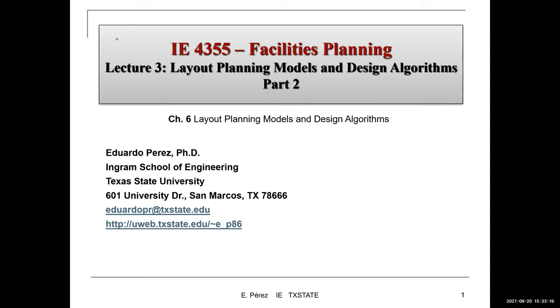So the lecture for today is the continuation of the lecture that we started two lectures ago. We have the layout planning models and design algorithms. This is the second part. On the previous lecture, the one on Wednesday, we went through some practical examples for one of the methodologies. We discussed three problems. One of them was looking at a more simple scenario. The second one was looking at the design inside a department. And then the third one was looking at the location of departments in a facility.